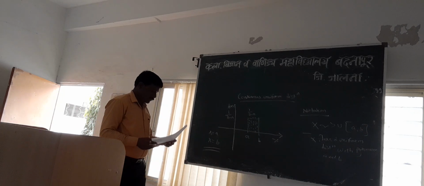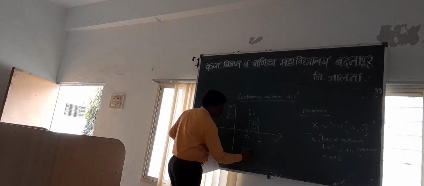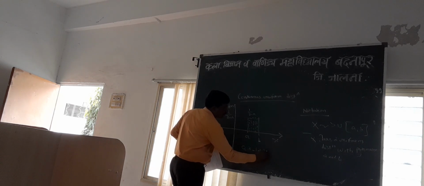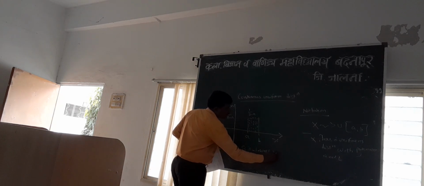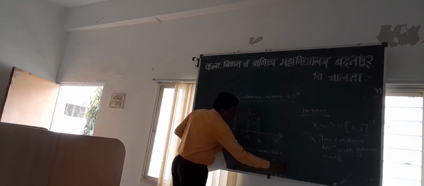And here a is the lowest value and b is the highest value of the random variable.